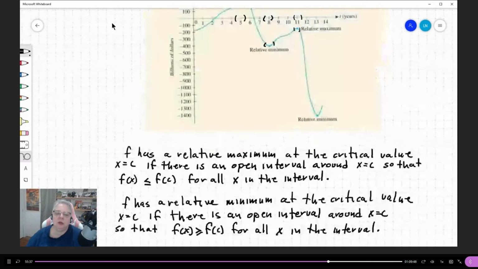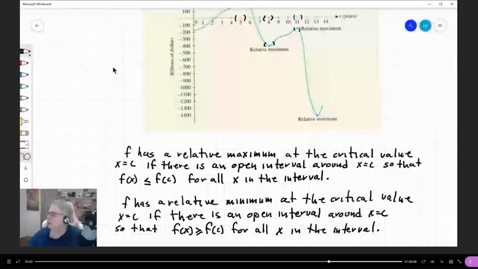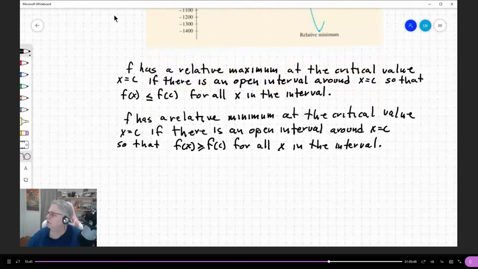So that's going to be our working definition for relative maximum and relative minimum points.